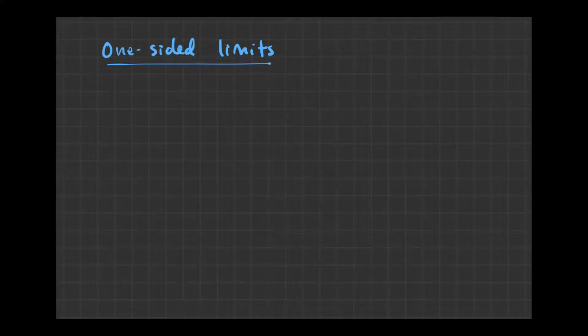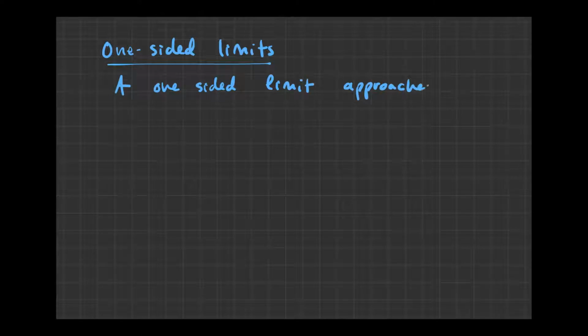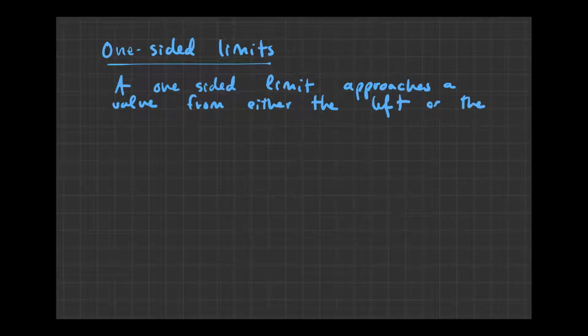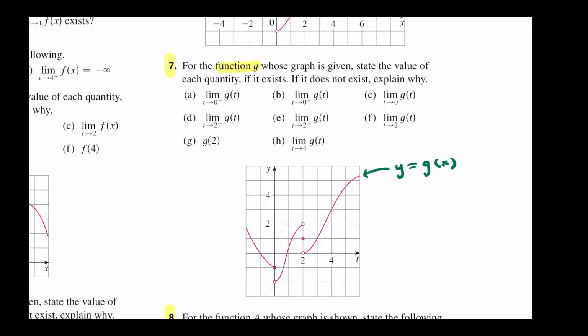A one-sided limit approaches a value from either the left or the right. I can't believe I forgot to tell you about one-sided limits. So it approaches the function either from the left or the right.